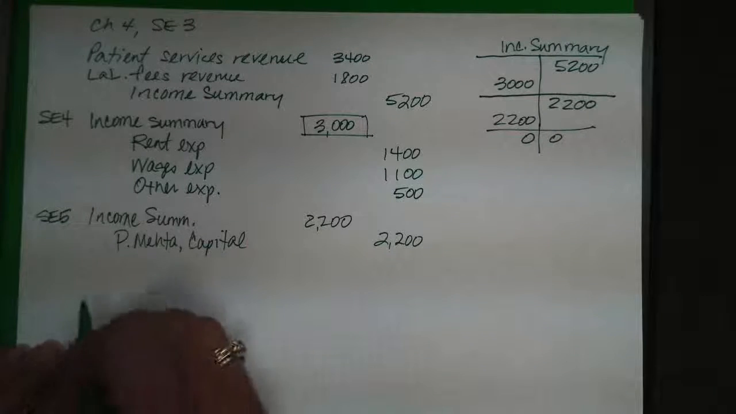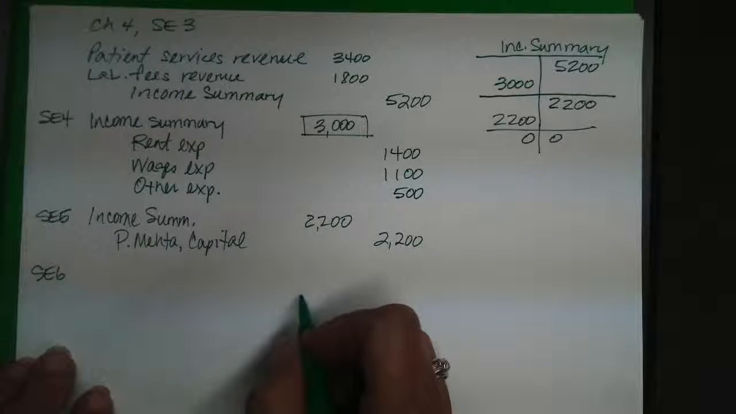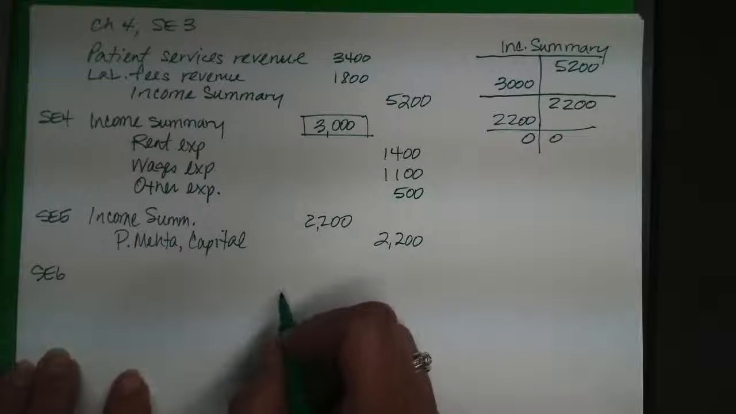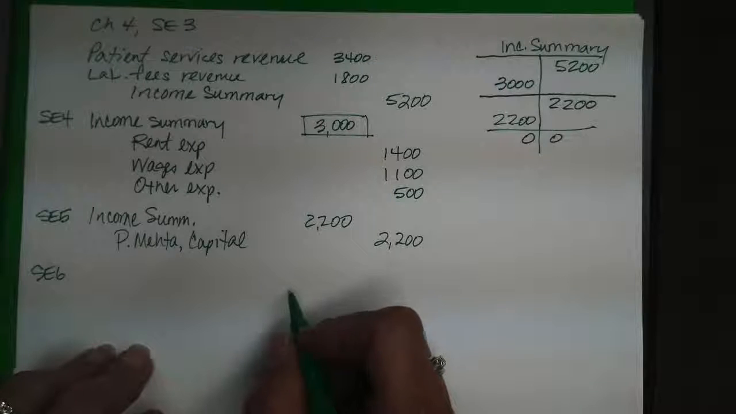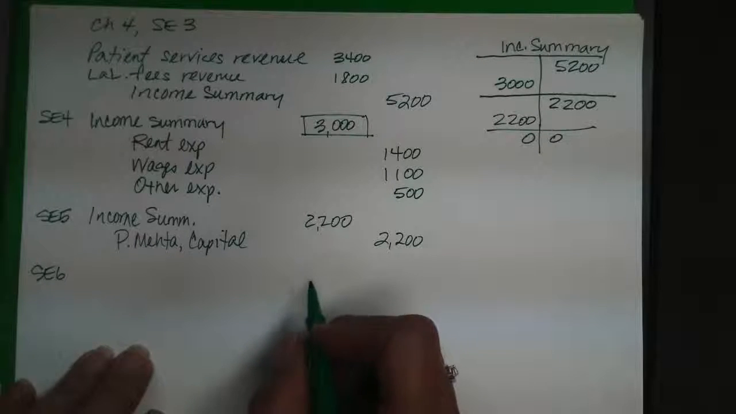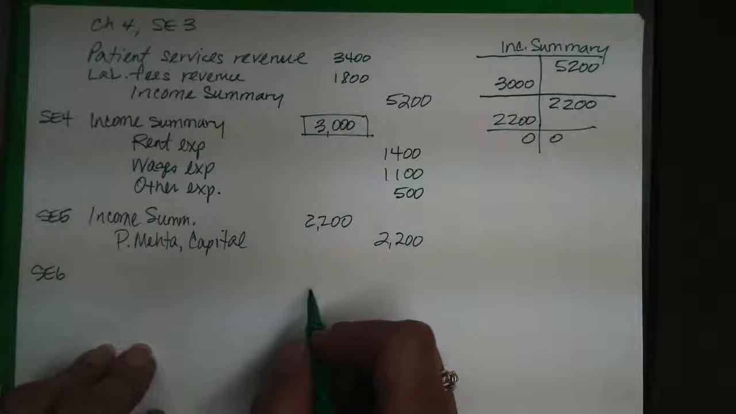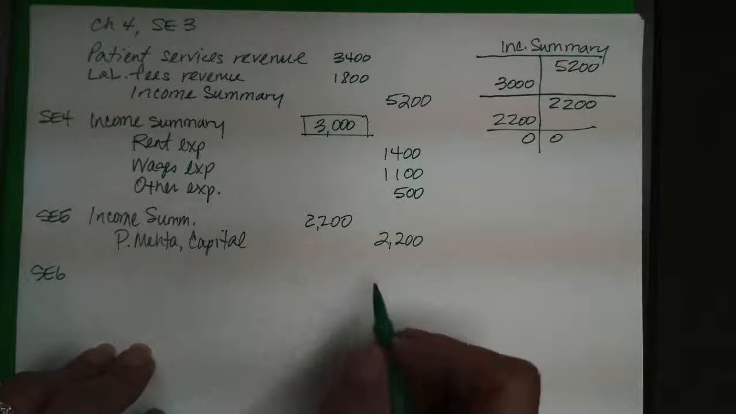Now, SE6 tells us, assume that the withdrawals during the accounting period were $800. Prepare the journal entry to close the P-Meta withdrawals account. Remember that the withdrawals account is actually an equity account, but it is also a temporary account. It will never show on the financial statements. If I'm the owner and I want to take money out of the business, I'm going to debit the P-Meta withdrawal account and credit cash.